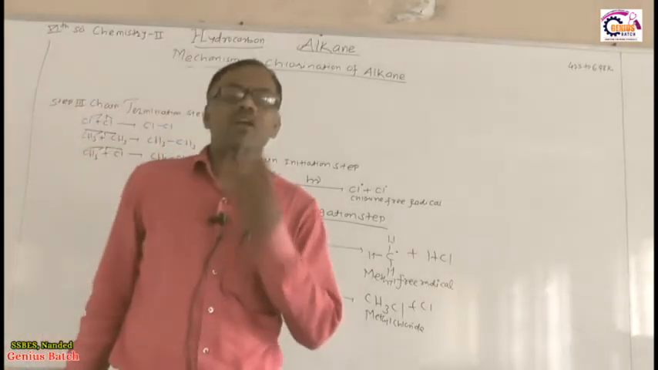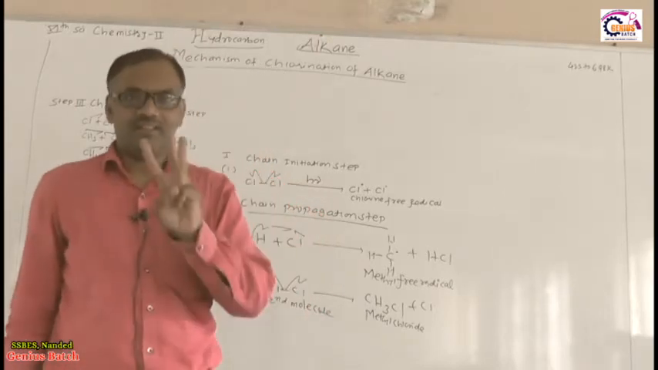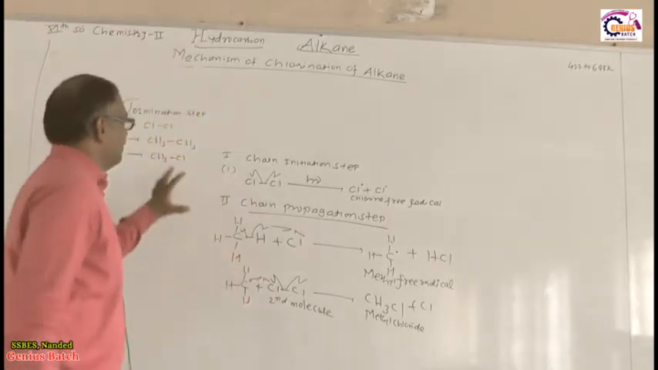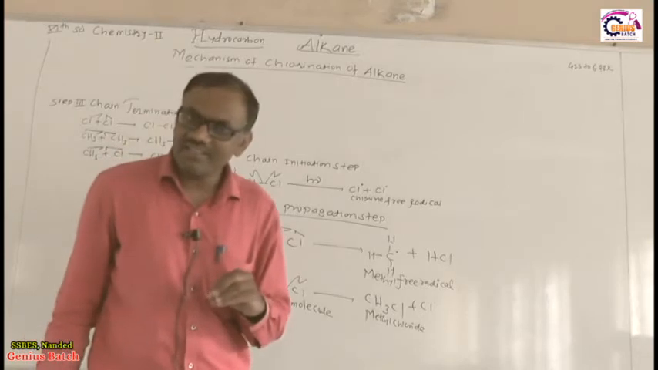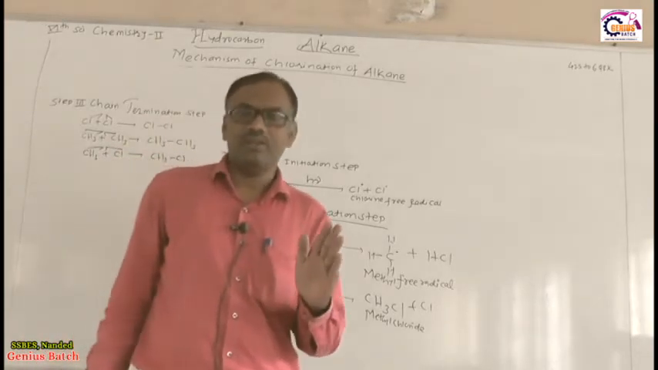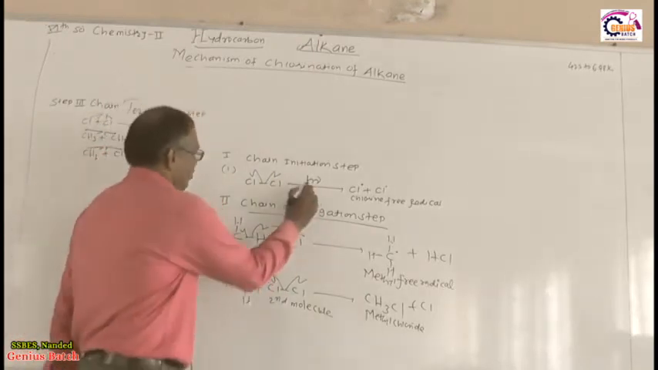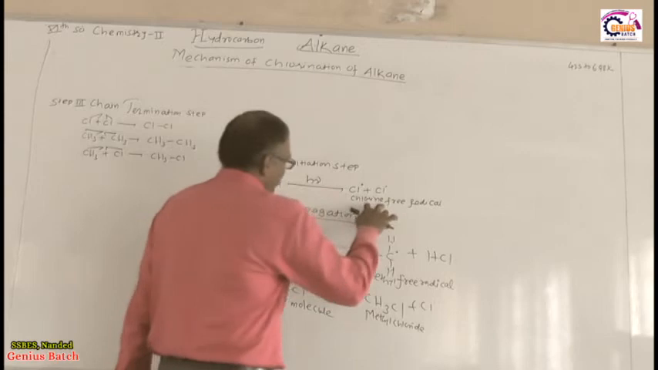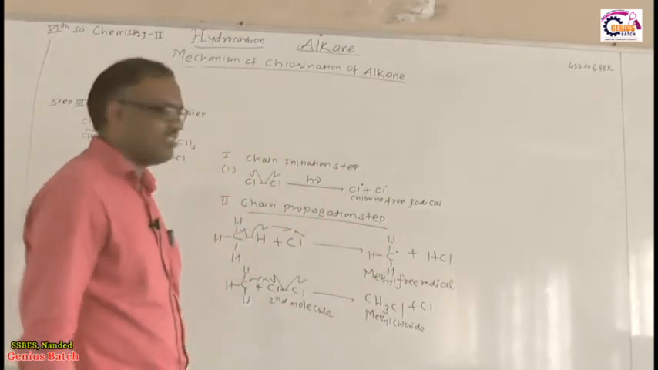Okay, so these are the three steps which take place in the mechanism of chlorination of alkane. Keep in mind, how many mechanism steps of chlorination of alkane are there? Three steps are there. What are they? First is the chain initiation step. What happened in the chain initiation step? The chlorine molecule breaks homolytically, homolysis of this chlorine molecule to form the chlorine free radical. This is the chain initiation step.